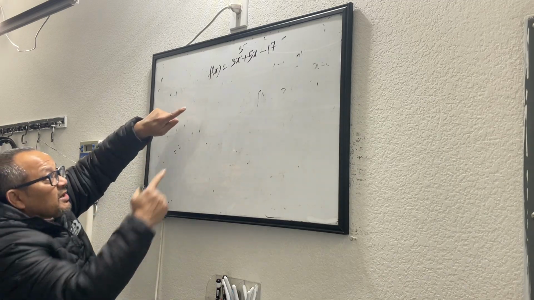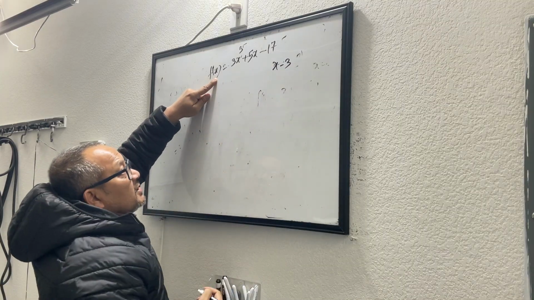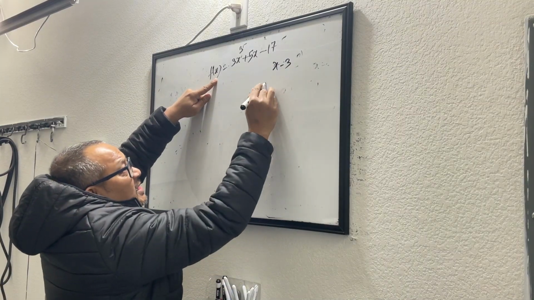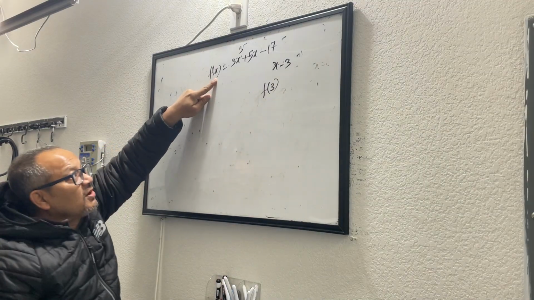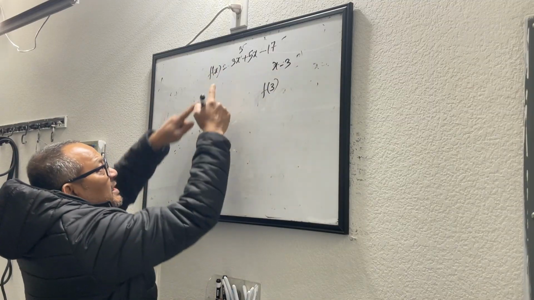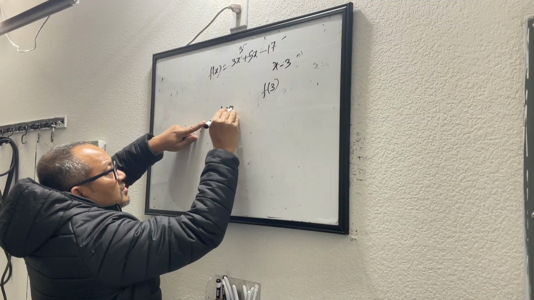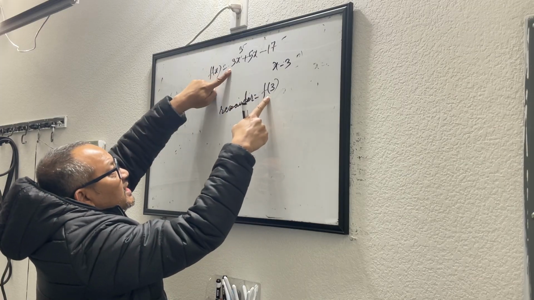So the polynomial remainder theorem says that if you divide this polynomial by, let's say, x minus 3, then your remainder will be equal to f of 3, because that is what you are subtracting from x. So if I divide this polynomial by x minus 3, then my remainder would be equal to f of 3. So let's see what is f of 3 here.